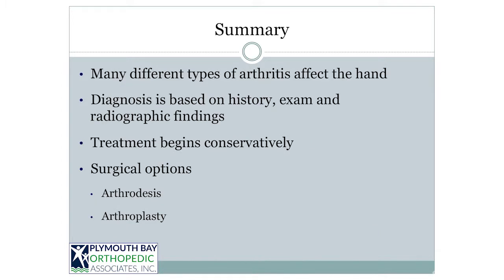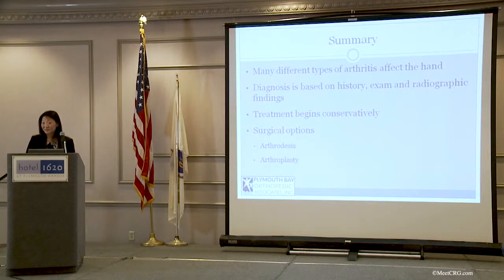So in summary, there's a lot of different types of arthritis that can affect the hand. Your diagnosis is based like anything else on your history, exam, x-ray findings. Treatment begins conservatively, rest, ice, anti-inflammatories, activity modification, and then your surgical options for most joints are the same, either a fusion or arthroplasty.